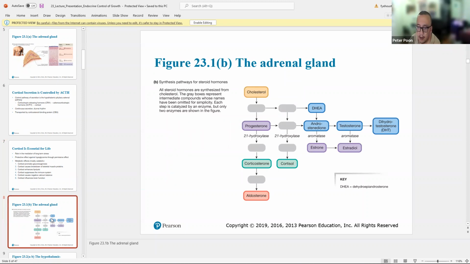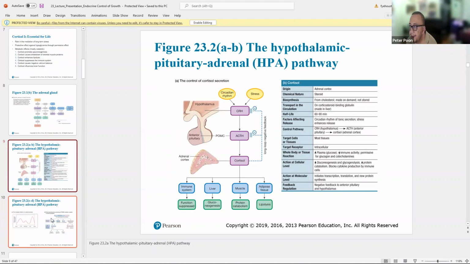So don't worry about this figure. Again, you should understand what the axis actually is. This is the HPA: the hypothalamus, the pituitary, this is actually the anterior pituitary, and then the adrenal cortex. Then you can see the negative feedback loop here.